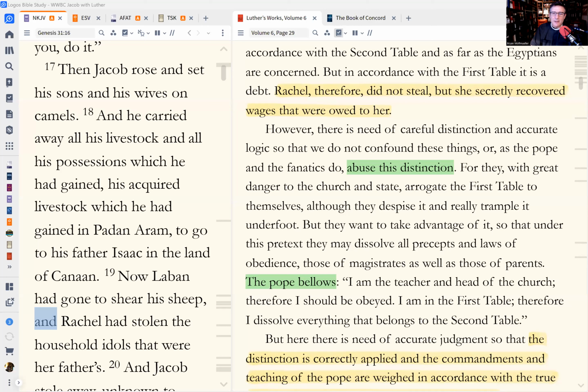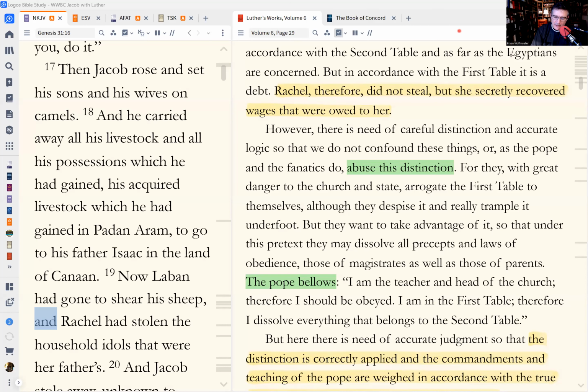Let's get after it. Here we are. Rachel, we're talking about Rachel stealing the household idols from Laban. And Luther has made a profound argument, which he will continue to make today, and that is that Rachel did this rightly. Now, she broke the commandment against stealing. That's not the question. The point is, what happens when there are two commandments that conflict with one another?